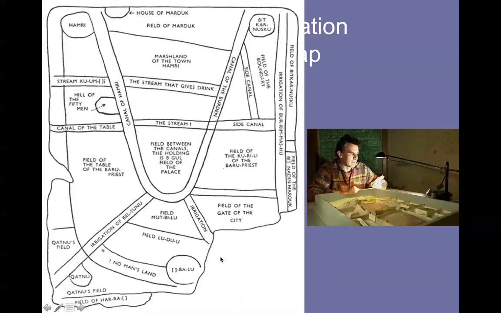So what you can see from this is that in this field, the produce from this field somehow benefits the gate of the city. We don't know if that's the gatekeeper, the person who runs defense for the city. We don't know exactly what that's for. Then you have a field of a particular priest, right? A field where the produce somehow goes to the palace. So we know that we have fields dedicated to religious leaders, fields delegated to political leaders, and then perhaps this stream that gives drink, the stream that gives water.